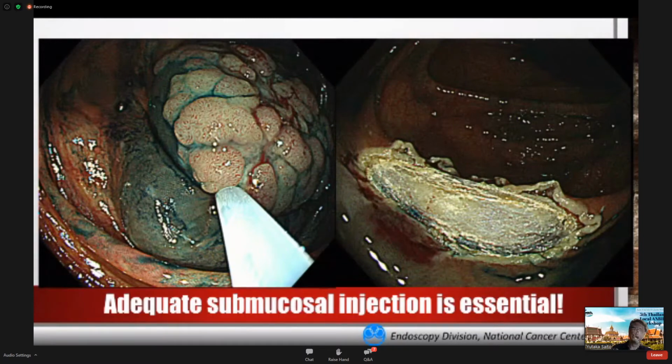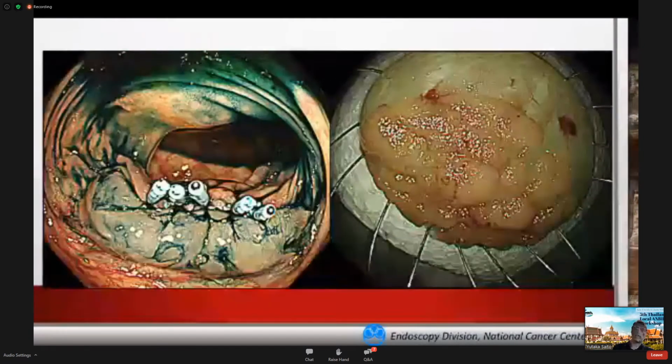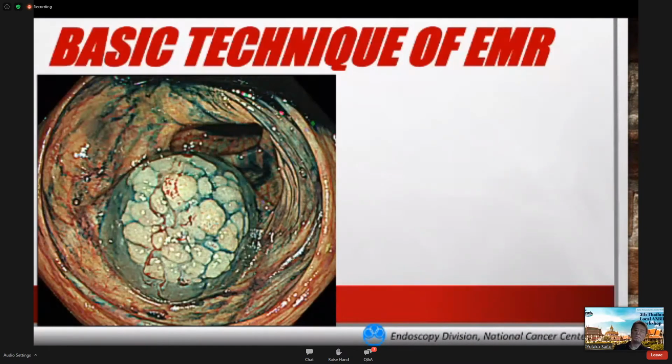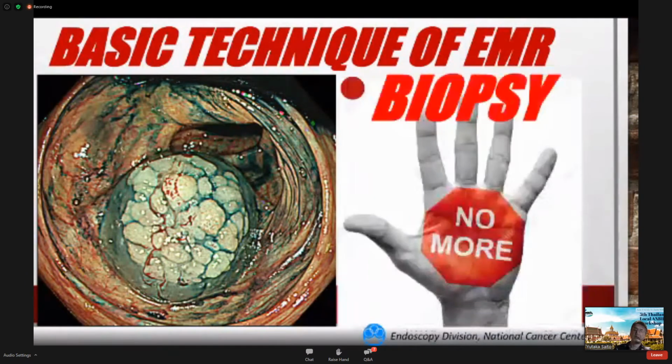And en bloc resection in the outpatient clinic was possible, the histology revealed tubular adenoma, curative resection was achieved, no recurrence. And for the basic technology of EMR, no biopsy, especially for this kind of flat lesion. In this case, we could perform en bloc EMR by day surgery, but if you take 1 or 2 biopsies before EMR, this kind of excellent EMR would be really challenging.